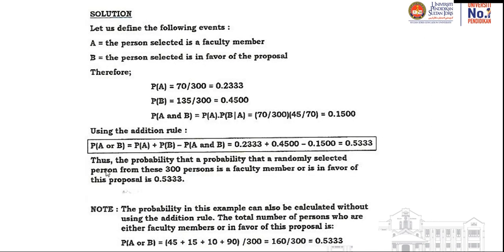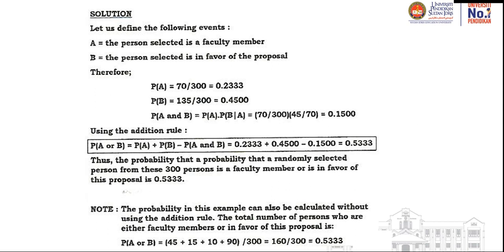Okay, let's look at the solution. Let A be the faculty member, B be favor. So the probability of A, faculty, is 70 over 300, and the probability of favor is 135 over 300, and the probability of A and B is equal to 0.15. So you substitute all this: P(A) 0.2333, P(B) 0.4500, and P(A and B) 0.1500. Plug these values into the addition rule, and you get the answer 0.5333.